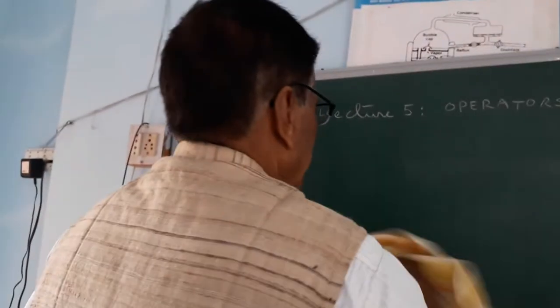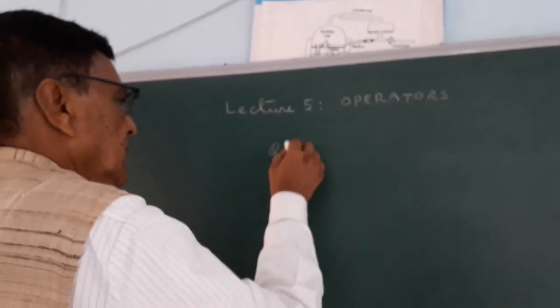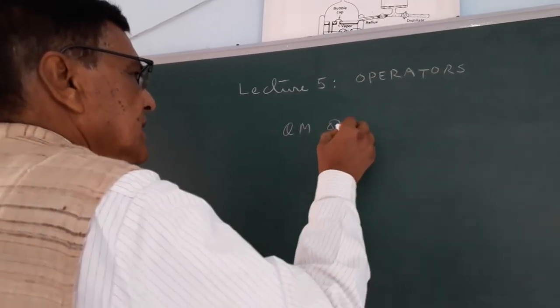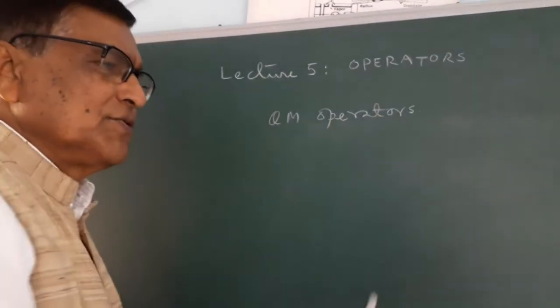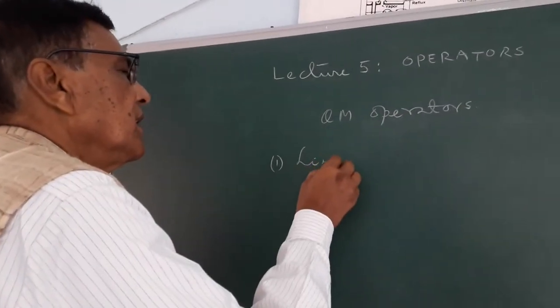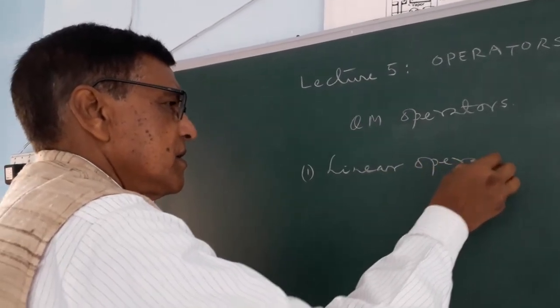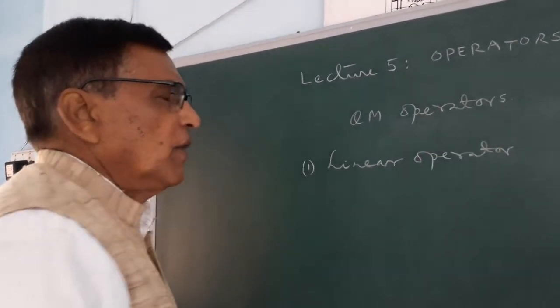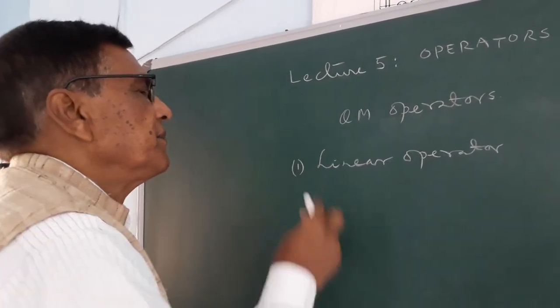Then we come to the commutator, or I can say quantum mechanical operators, the operators which are used in quantum mechanics. One is the linear operator. All quantum mechanical operators are linear.